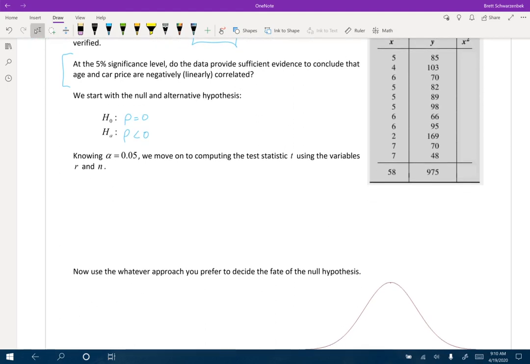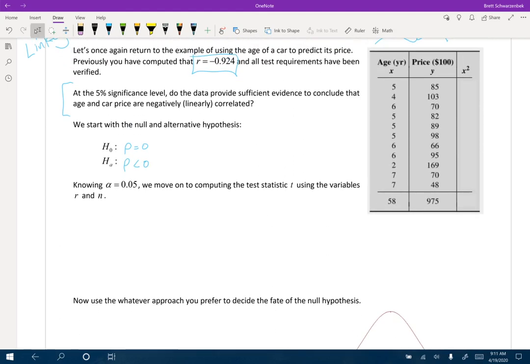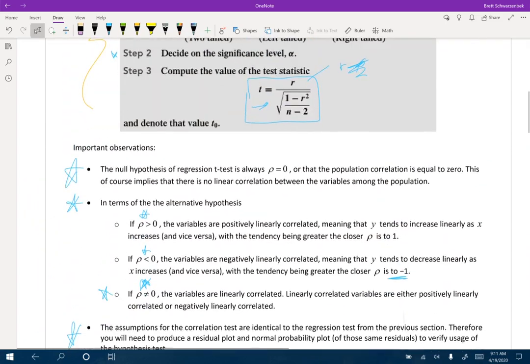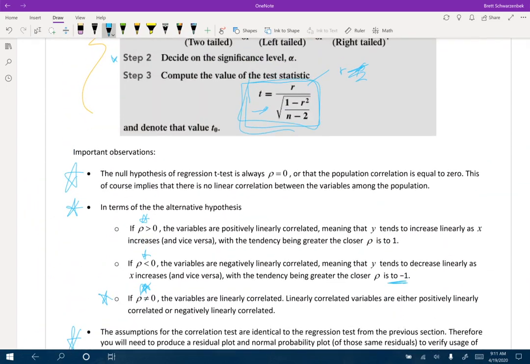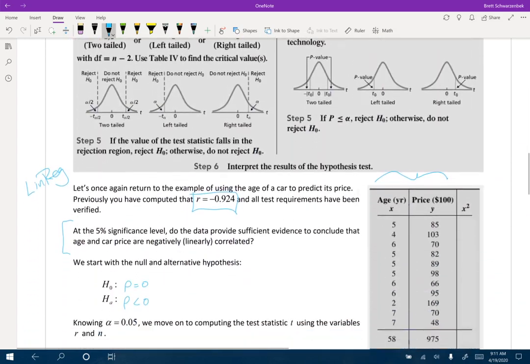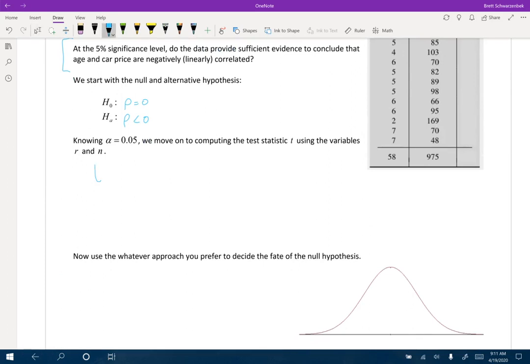Okay, so knowing alpha is 0.05, we move on to computing the test statistic t using the variables r and n. If you go back to the formula we're going to be using, you'll notice that the only variables on the right side are indeed just r and n. This is very useful because r is the correlation, we can be given that, and n is always given because we know how many data points there are. So it should be pretty easy to calculate t in a correlation test. So t is equal to r over the square root of (1 minus r squared) over (n minus 2).